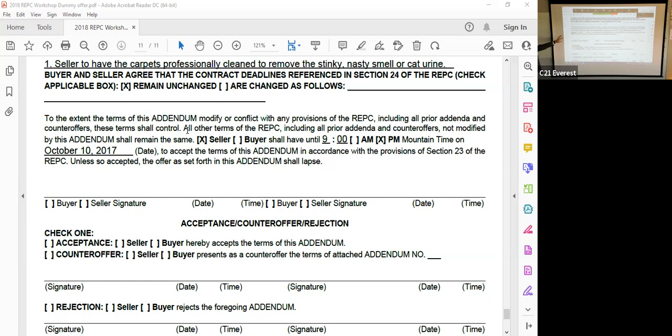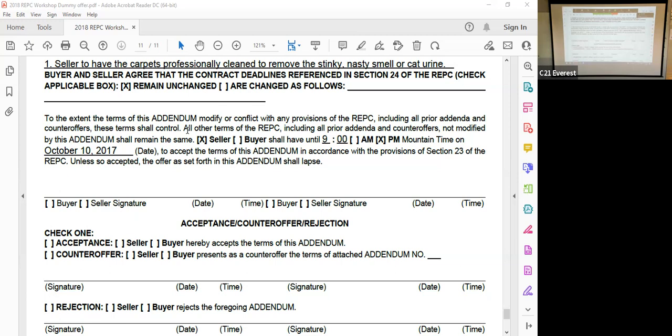So is it 8 or 9? 9. It was signed. But I'm curious then, from a standpoint of, if they sign past 8 on the REPC, it's okay as long as they sign before 9? Correct. Wow. Because the offer and time for acceptance changed from 8 o'clock to 9 o'clock because of this one. Okay.